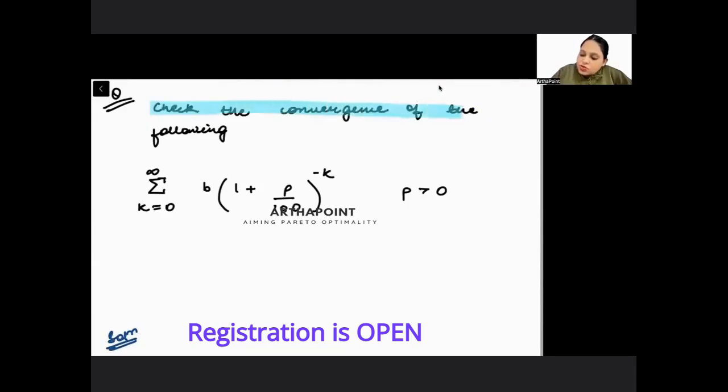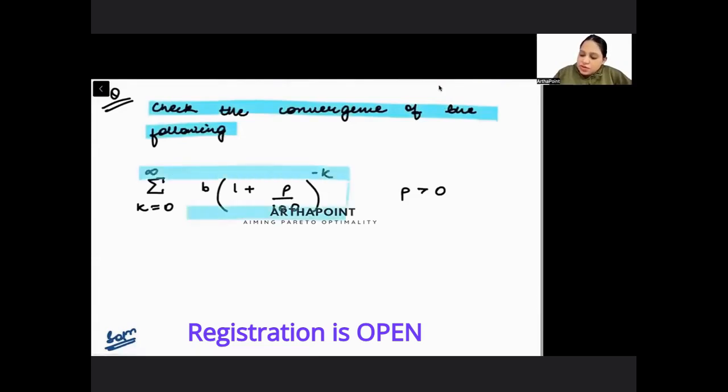Check the convergence of the following. So you're given this series beta, and आपको इसका convergence check करना है. This is a very simple question. Very, very simple question. ठीक है? तो basically, first of all, let's try to go ahead and expand this series. देखो क्या होगा.